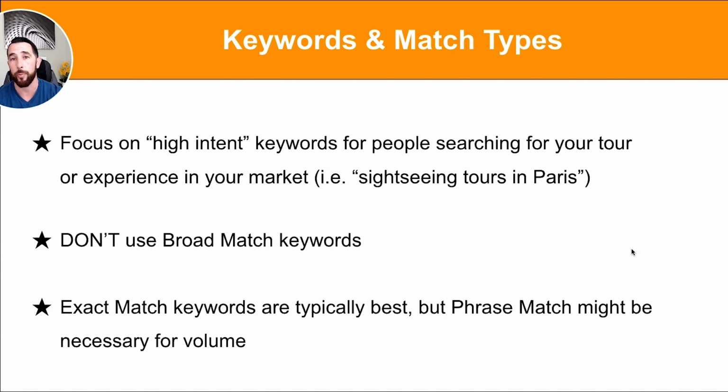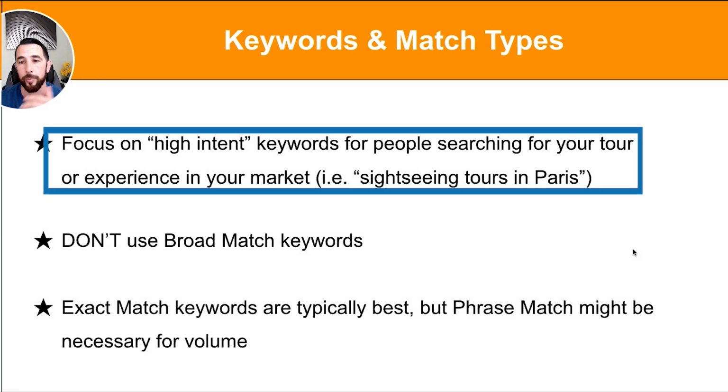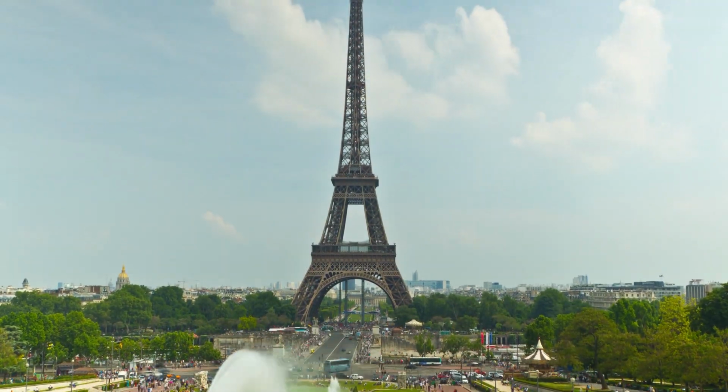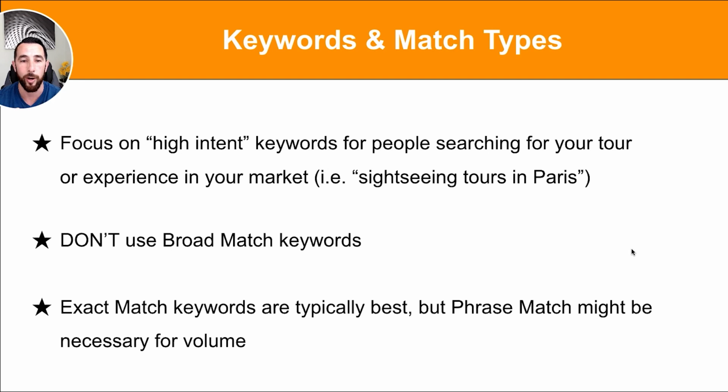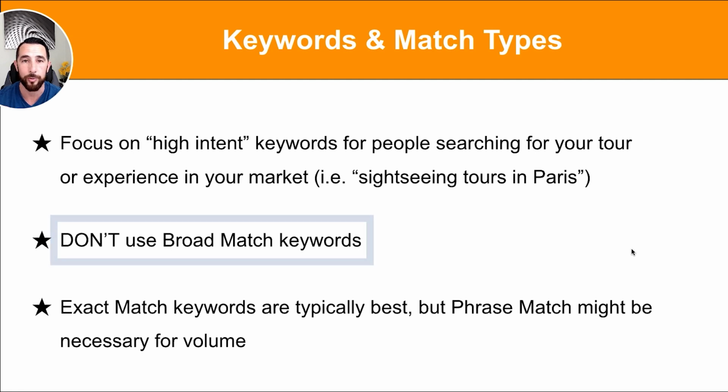As far as how we want to focus and how we want to get the best bang for our buck, I kind of already mentioned this before, but high intent keywords. People looking for your tour experience in your market. The example I use here, sightseeing tours in Paris. You want to get people looking for what you have to offer, so high intent, and do not use broad match keywords. There might be a place for this in the future, but we really don't use them.